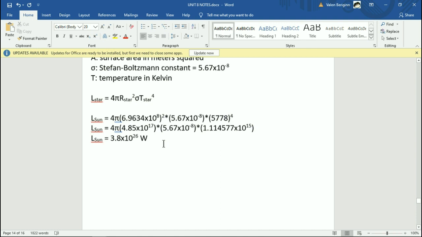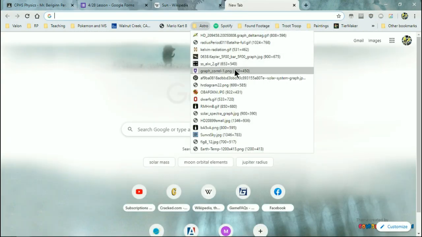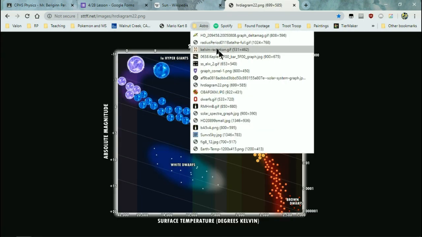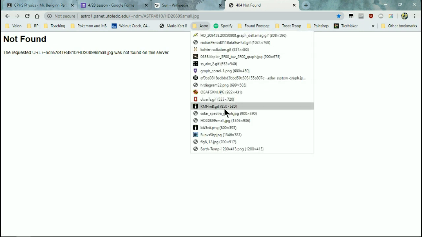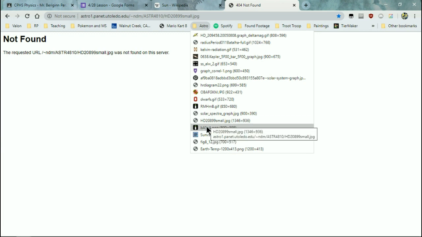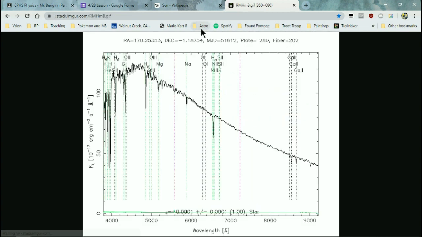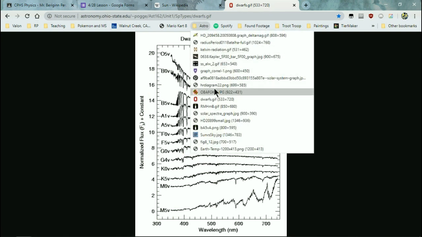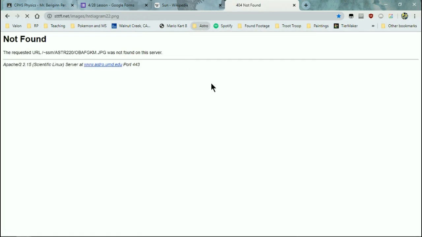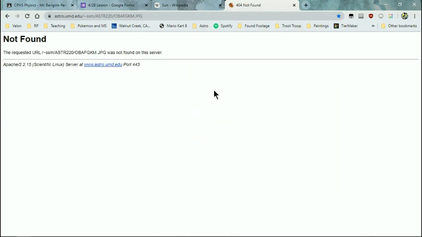So actually, if we go back to the HR diagram, I believe I have this one? Nope, not that one. Is it this one? Nope, that link's broken. Where's the graph that I want? This is why I should totally plan this out. That's a link that doesn't work. Screw it. Okay, let me just do this one. Or no, not that one.